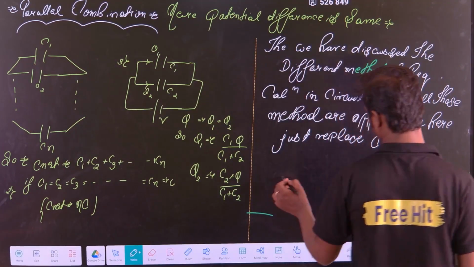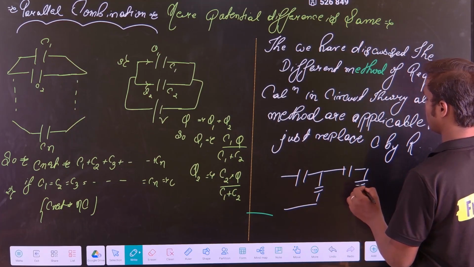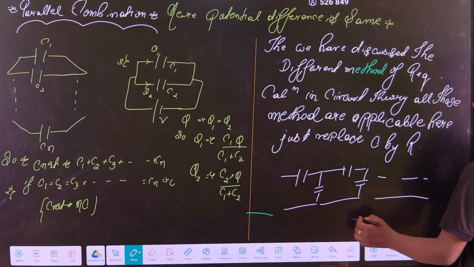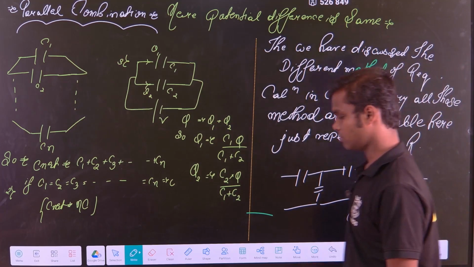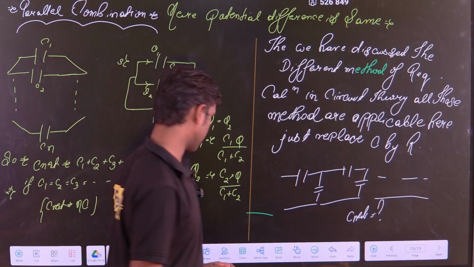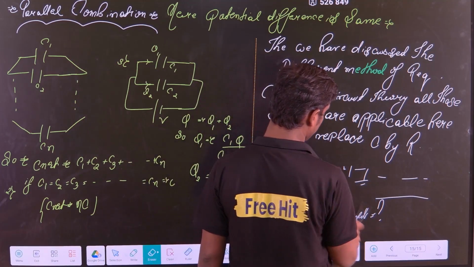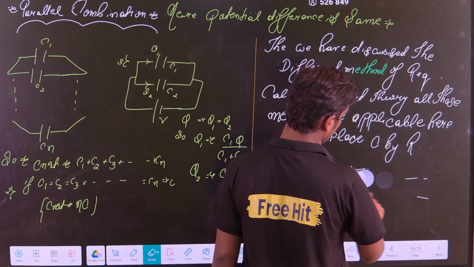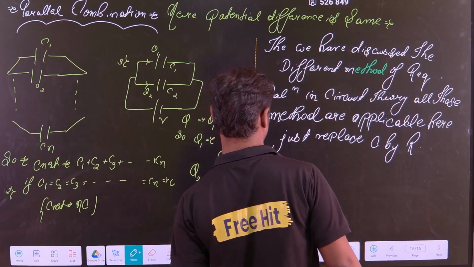Suppose I can connect infinite ladders like this, and I can ask you what is C net. Like this we can ask, no issue. That is not a big problem. This type of thing we can do. If you want, I can give you one very good question you can solve in your homework. That is a good question.